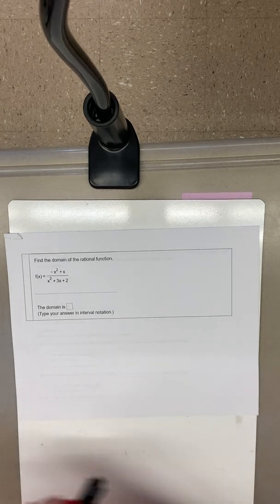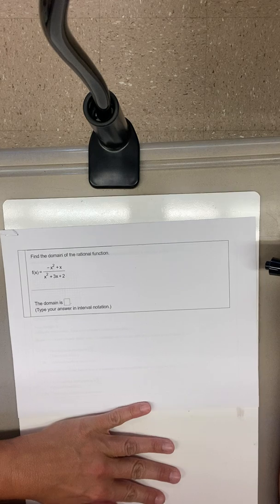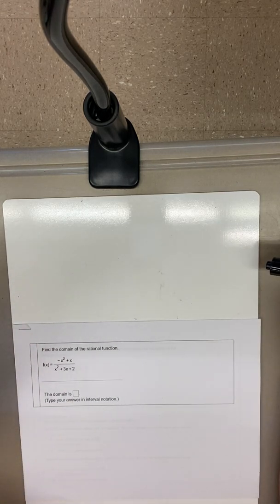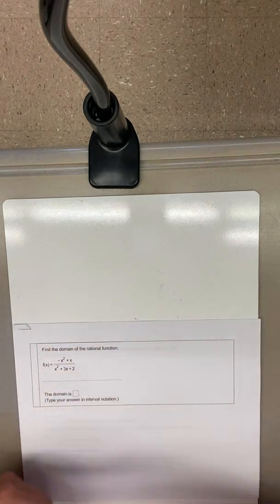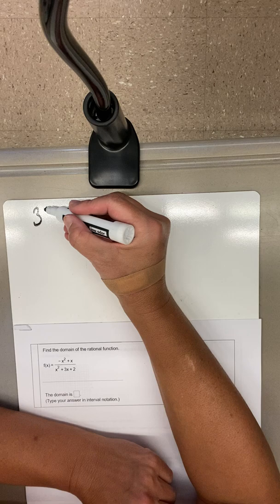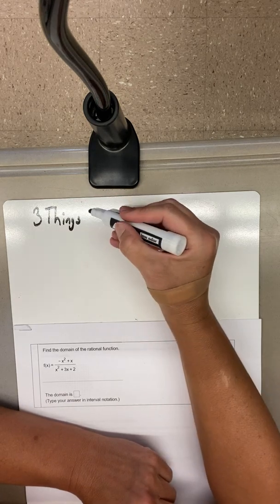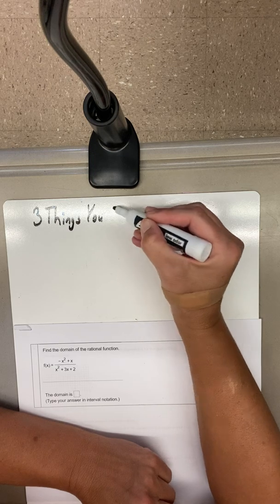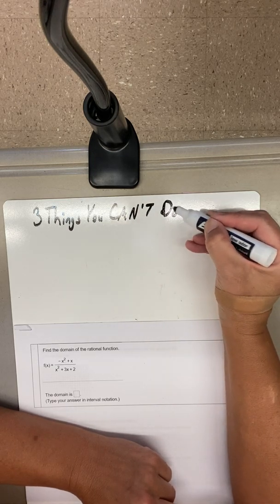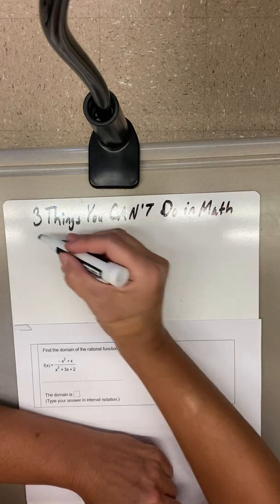Okay, now we're to some good stuff. Find the domain of the rational function. Now, domain means there's a restriction. We have to look for any restrictions on x, okay? So let me remind you that there's 3 big things we can't do in math. 3 things you can't do in math. And some of you are like, there's a lot more than 3 things I can't do in math.